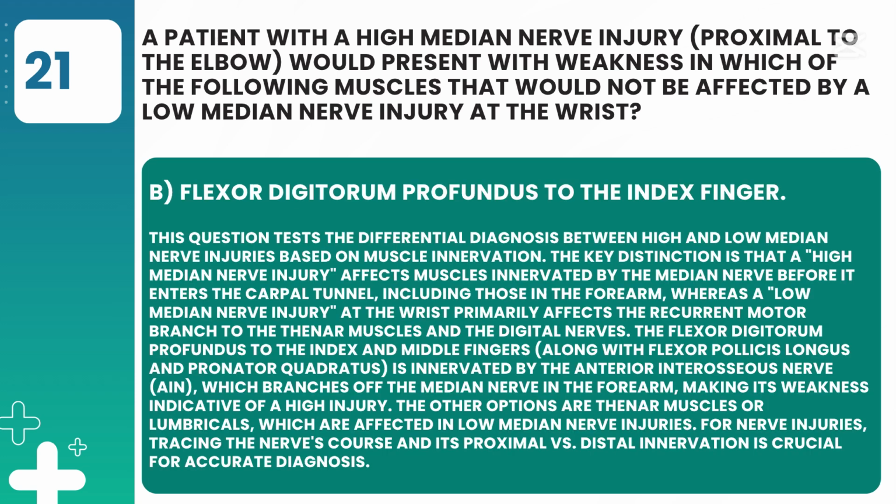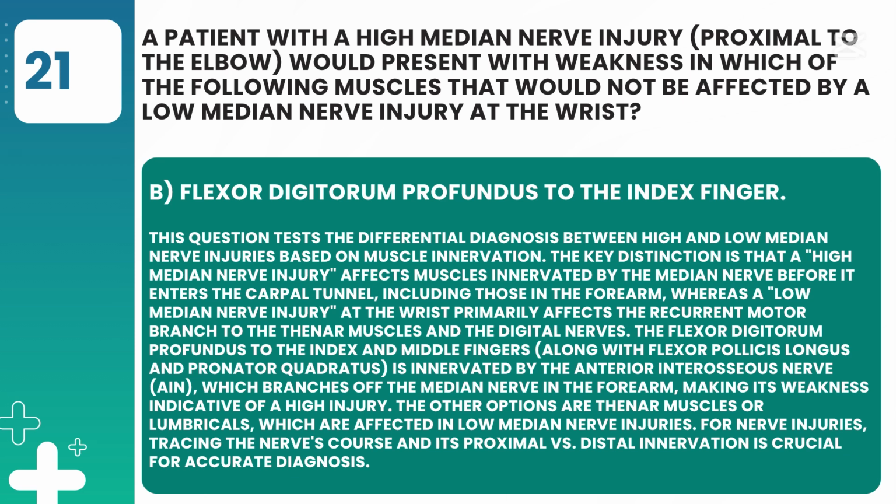Answer: B. Flexor digitorum profundus to the index finger. This question tests the differential diagnosis between high and low median nerve injuries based on muscle innervation. The key distinction is that a high median nerve injury affects muscles innervated by the median nerve before it enters the carpal tunnel, including those in the forearm, whereas a low median nerve injury at the wrist primarily affects the recurrent motor branch to the thenar muscles and the digital nerves.